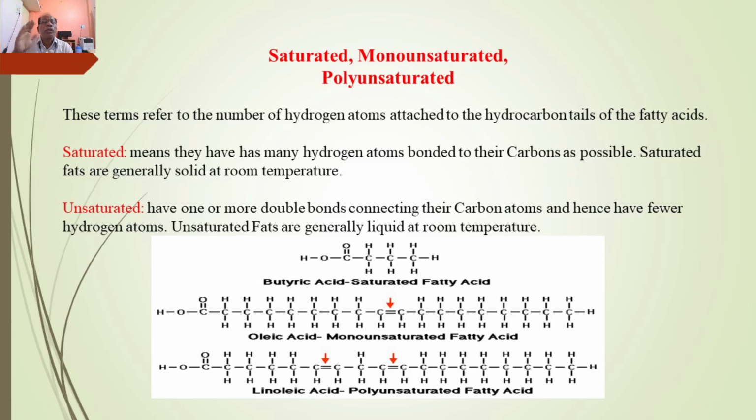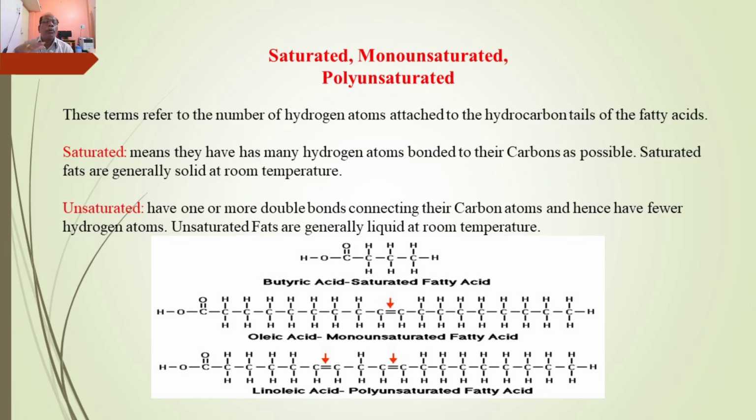So fatty acids consist of chains of hydrocarbons, containing hydrogen and carbon, with a definite number of hydrogen atoms. On the basis of the number of hydrogen atoms, the terms saturated, monounsaturated or polyunsaturated refer to the lipids. So saturated means they have many hydrogen atoms.